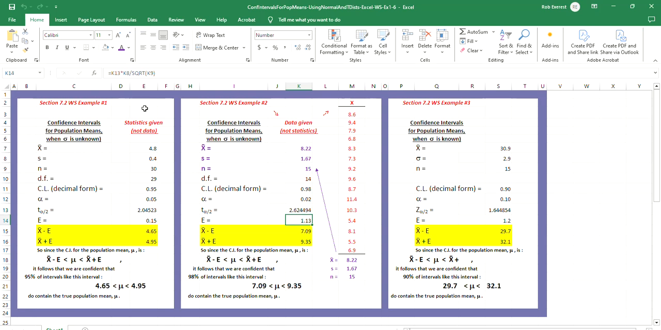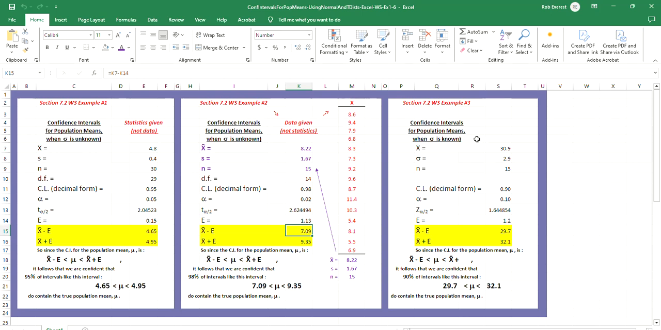Once again, using the error formula, T critical value times sample standard deviation divided by the square root of the sample size yields an error of 1.13, and when added and subtracted to the mean value, we get the upper and lower bounds respectively. And those are, as long as you put in these values here, or the data, and it finds those means and then you put them in here, it'll automatically find the lower and upper bounds of the confidence interval.